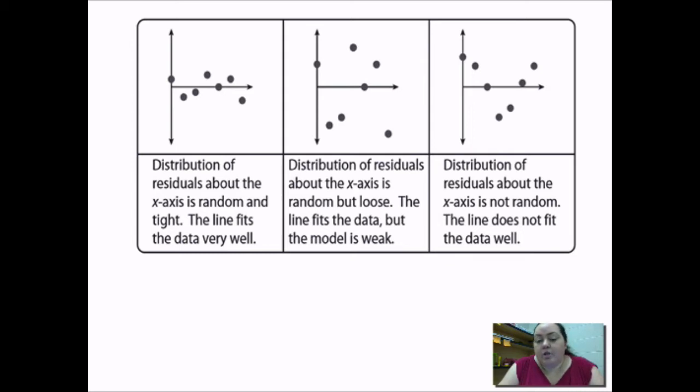And then the distribution of residuals about the x-axis is not random for the third one. The line does not fit the data very well. So you can see that there's a pattern. It's decreasing and then it's increasing.